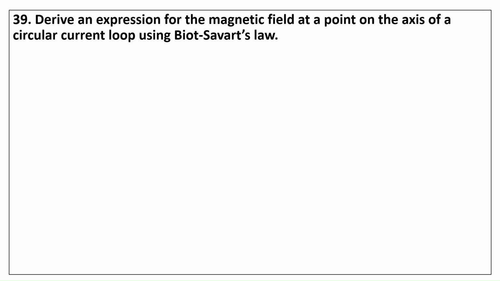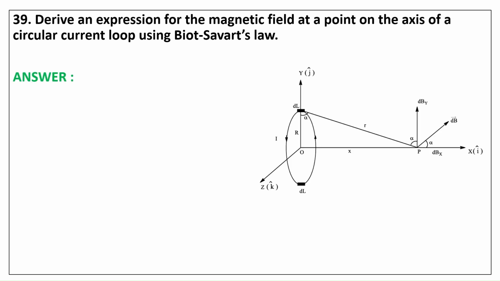Next. 39. Derive an expression for the magnetic field at a point on the axis of a circular current loop using Biot-Savart's law. Answer.